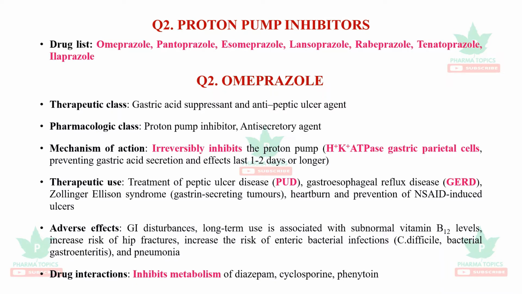They are used in treatment of peptic ulcer disease, gastroesophageal reflux disease, Zollinger-Ellison syndrome, which is a gastrin secreting tumor, heartburns, and prevention of NSAID-induced ulcers. The adverse effects include GI disturbances, and long-term use can reduce the vitamin B12 levels, increase the risk of hip fractures, increase the risk of enteric bacterial infections such as Clostridium difficile, and it may cause pneumonia also. Drug interactions: they inhibit the metabolism of diazepam, cyclosporine, and phenytoin.